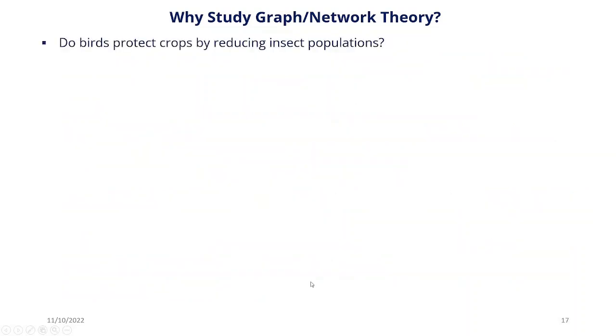We continue. Do birds protect crops by reducing insect populations? Now this sounds like a research question, which can be answered by using concepts of graph theory. So you see the immense opportunities that the knowledge of graph theory provides for you. How do we identify bottlenecks in a railway system? You can study the system using the concepts of graph theory and design an efficient solution to the problem.